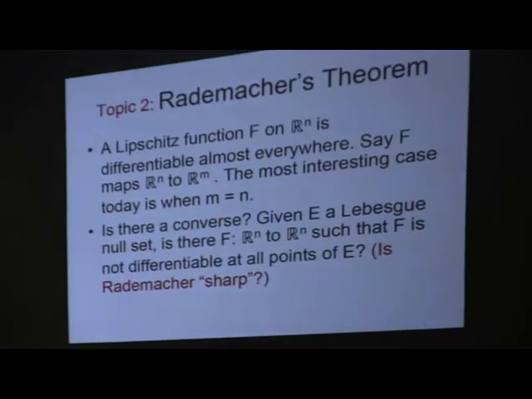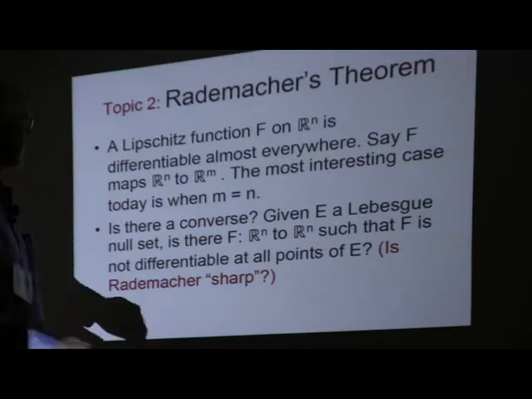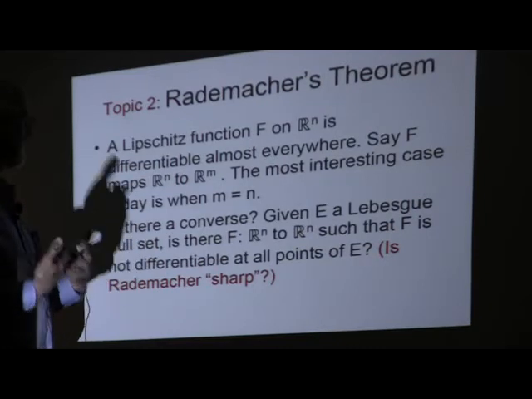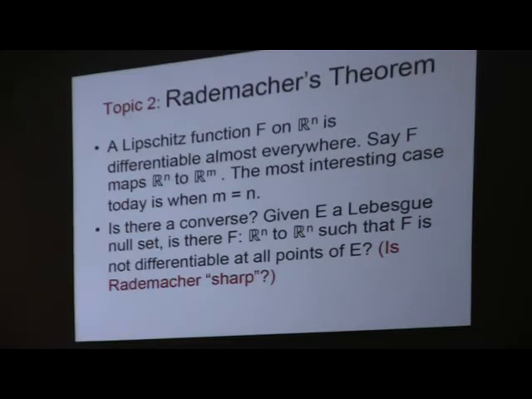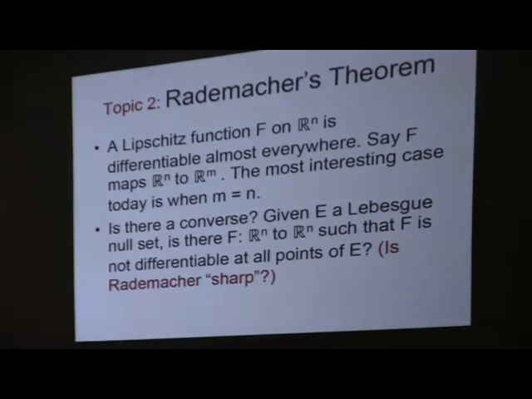Okay. And now the strange question that's been open for a long time: is Rademacher's theorem optimal? In other words, if you're given a set E of Lebesgue measure null in Rn, is there a Lipschitz mapping that's globally defined, but it's not differentiable at any of the points of E? This turns out to be an exercise on the line. Let me draw you the proof.